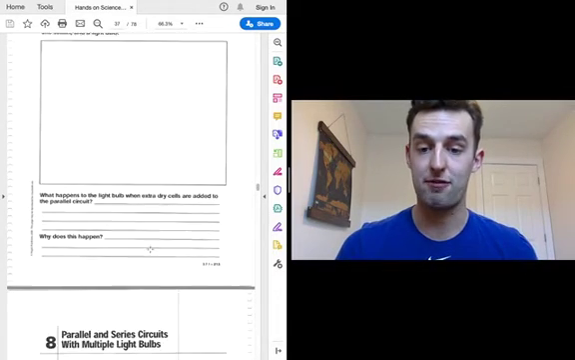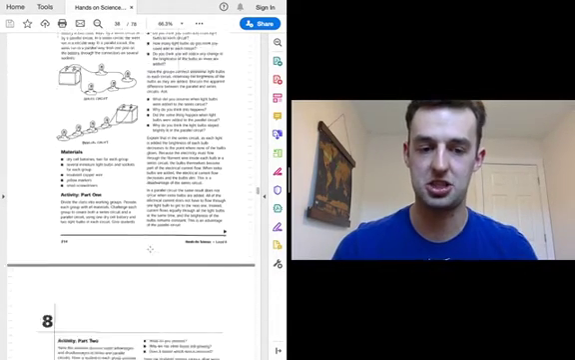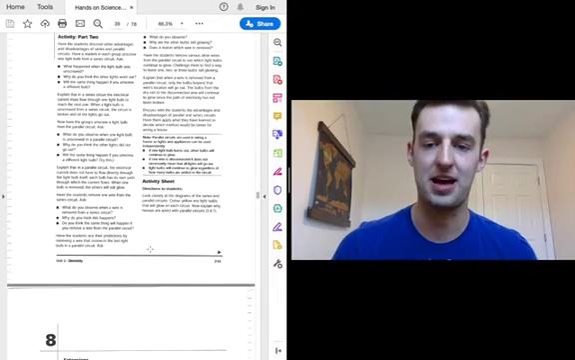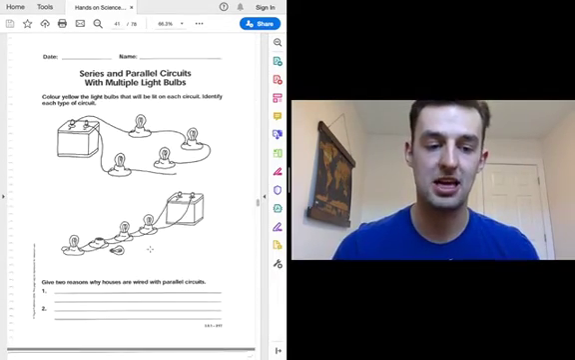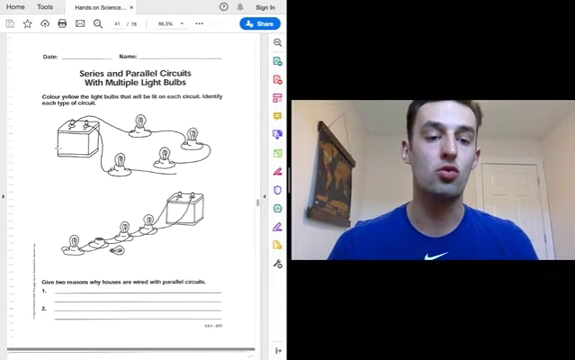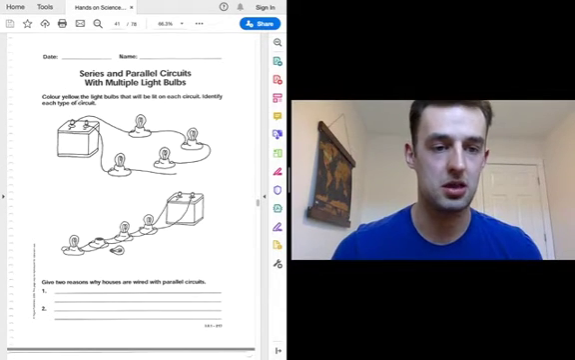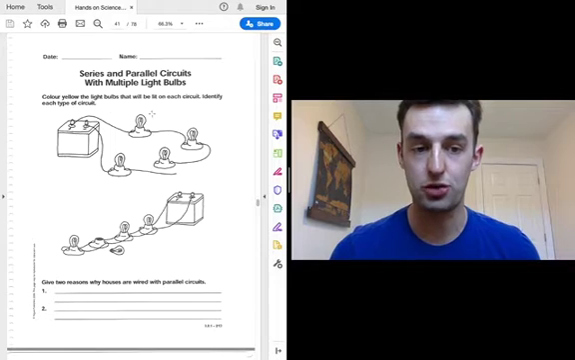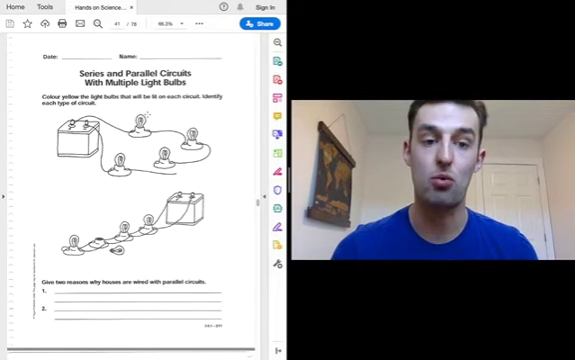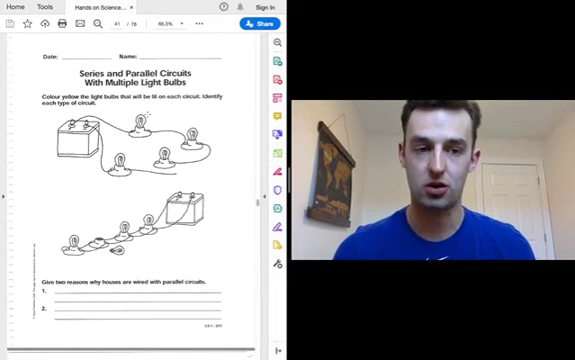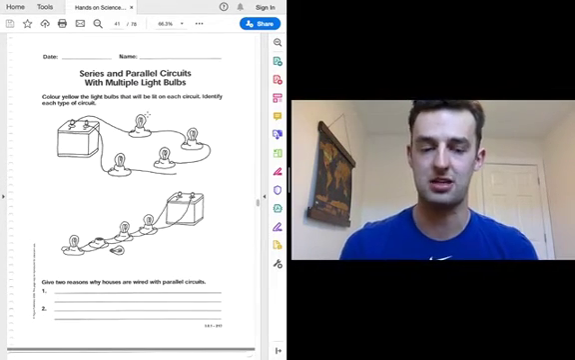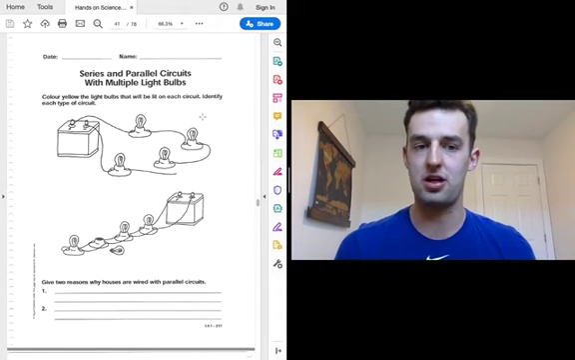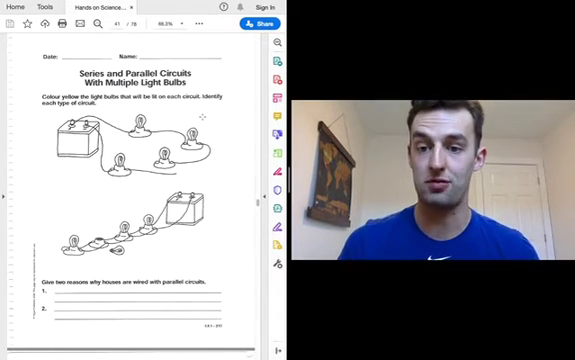Your third and final sheet that you will have access to. This is just the information. You don't have to worry about that. This is kind of like a teacher's guide for it. But the last one here is you are going to color yellow, or you're just going to highlight the light bulbs that would be lit up on each circuit. And you're also going to identify which type of circuit is present. So I will tell you that they are either series or parallel, and you've got one of each.